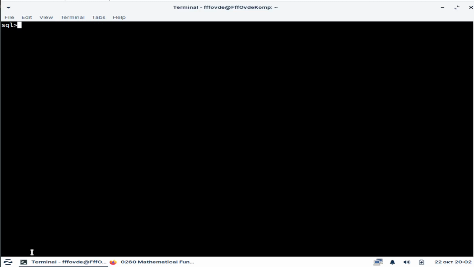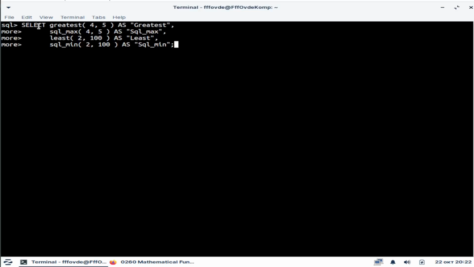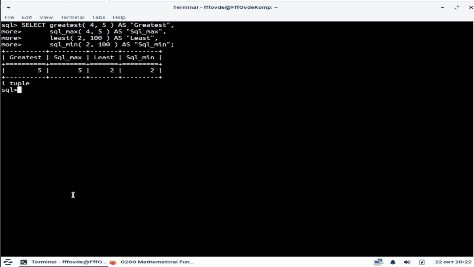I will now clean my screen. If we want to calculate minimum or maximum value in Monet database, in that case we have functions SQL max or SQL min. Besides those two functions, we can also use greatest to calculate maximum or least to calculate minimum. So if I run this, I will see which number is smaller and which one is bigger.